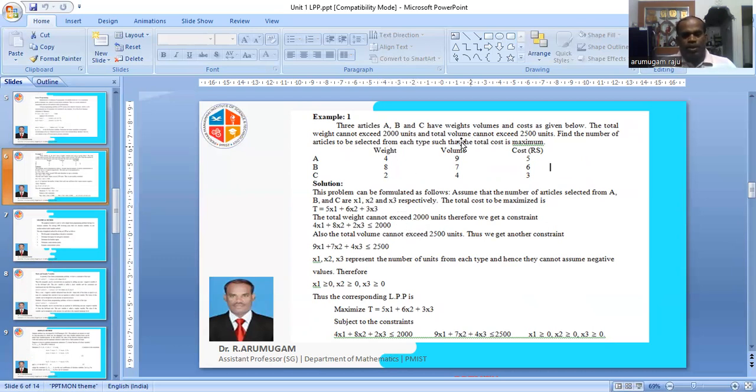Now, see this example. Here we have A, B, C, which means three articles, A, B, and C, and the corresponding weight, volume, and cost values are given. With this, we have to formulate the LPP. First of all, you have to represent the objective function. The objective function may be maximum or minimum. You have to check.